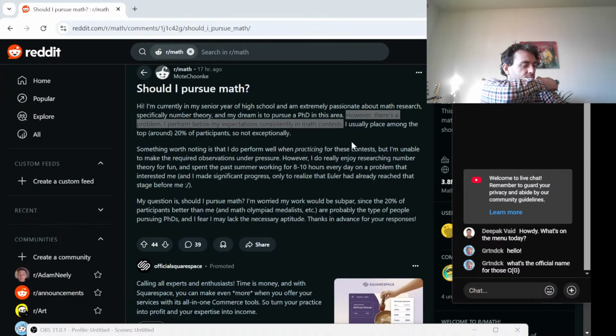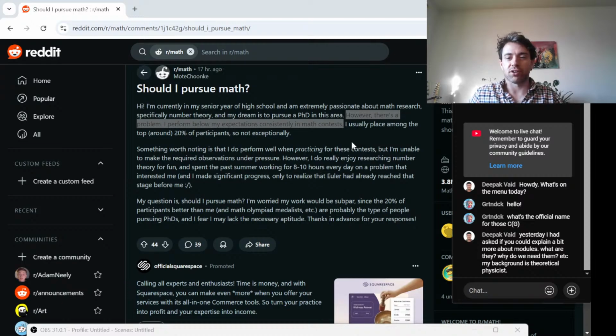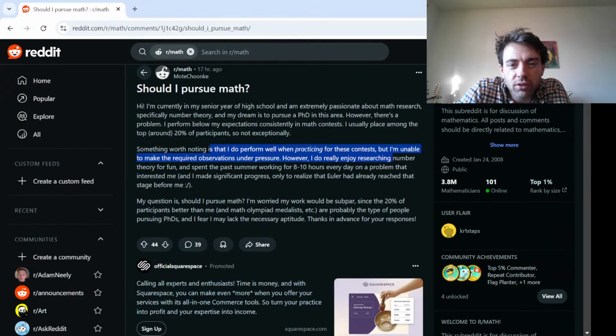Yeah. So lots of people, as they'll tell you, math competitions are like running a sprint race, whereas research is more like a marathon, right? And do you perform well when practicing the contest? Unable to make the required observations under pressure? Yeah. So there's no need to make those observations under pressure. Unless maybe you become a quant trader after your mathematics degree doing math finance or something. But most times, or I don't know, maybe there's military things where you make snap decisions, but even then you're probably just designing stuff. So mathematicians writing proofs, you're never really doing stuff under pressure. It's a long game.